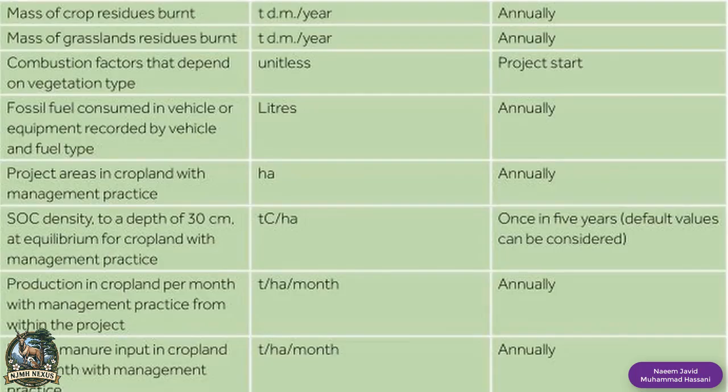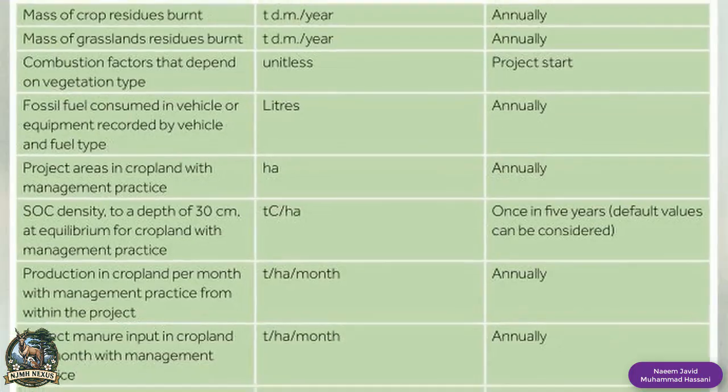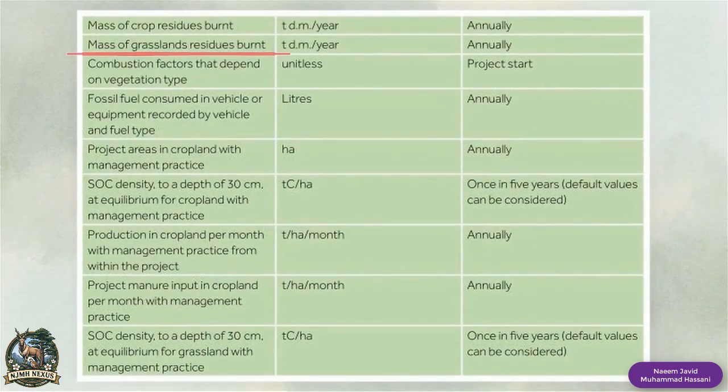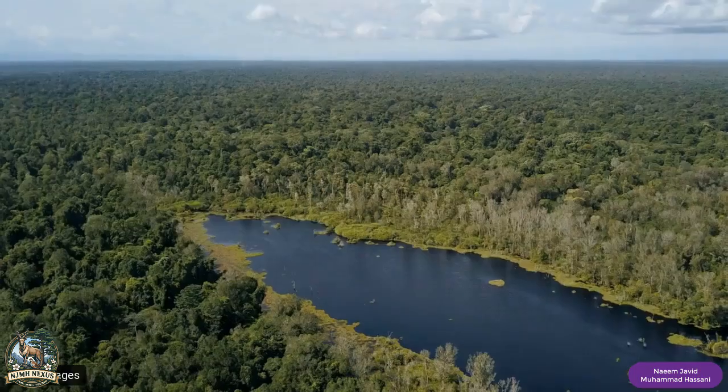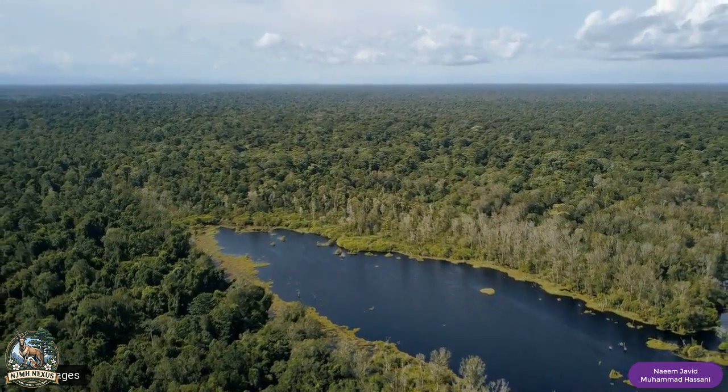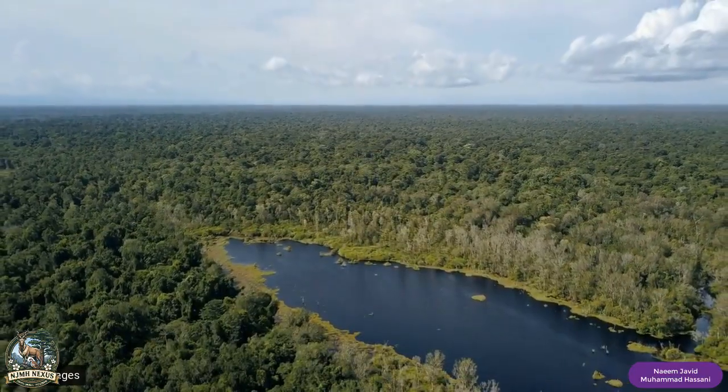This data table from the framework illustrates the level of detail required for these projections. It tracks parameters ranging from crop residue burning to soil organic carbon density, with monitoring frequencies often spanning 5-year intervals. Accurately selecting the baseline module and justifying the historical data sets the mathematical foundation for every carbon credit the project will eventually claim.